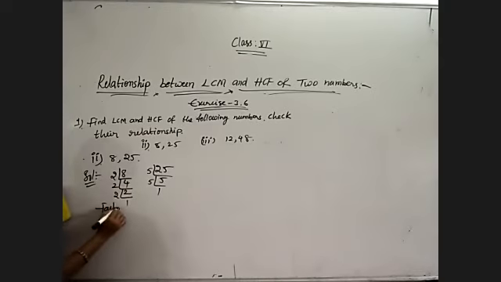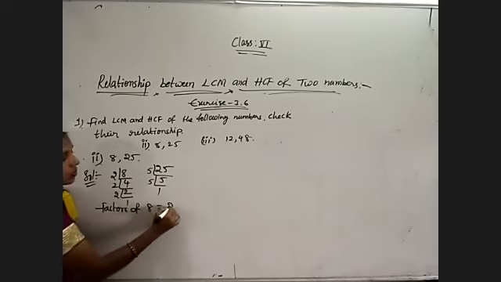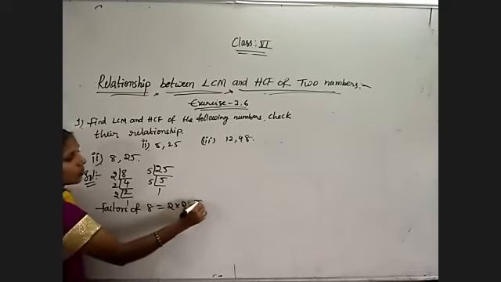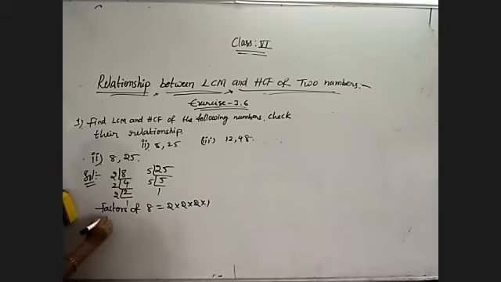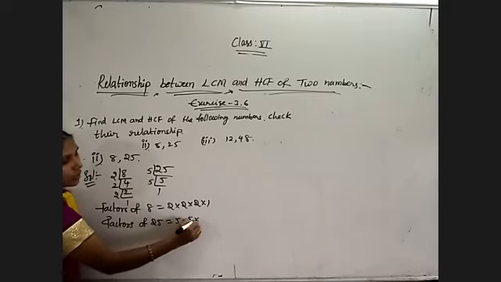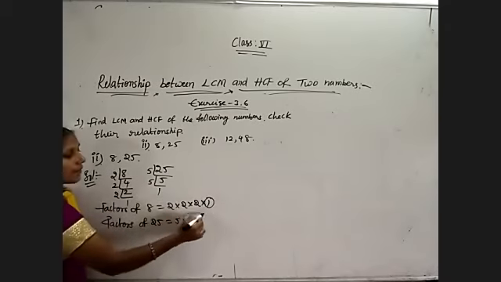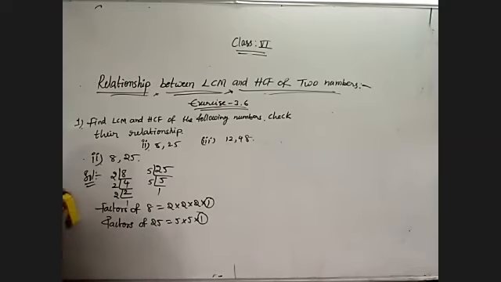Therefore, factors of 8 is equal to 2 into 2 into 2 into 1, and factors of 25 is equal to 5 into 5 into 1. What are the common factors for both the numbers? Only 1. Okay, 8 and 25 have only 1. That means their HCF is equal to 1. So for numbers whose HCF is equal to 1, their product only will become the LCM.